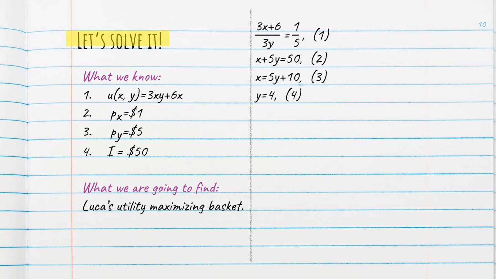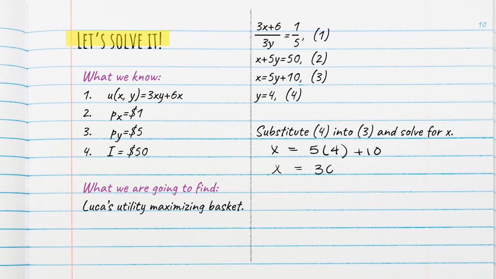Now that I know that the utility maximizing choice of y is equal to 4, all that's left is for me to substitute that value into equation 3, which tells me how x depends on y, and then I'll know the utility maximizing choice of x. So x is equal to 5 times 4 plus 10. 5 times 4 is 20, so x is equal to 30. So we've done it. Using the tangency condition and the budget constraint, we have successfully solved for the utility maximizing basket, 30 paintbrushes, and 4 sun hats.